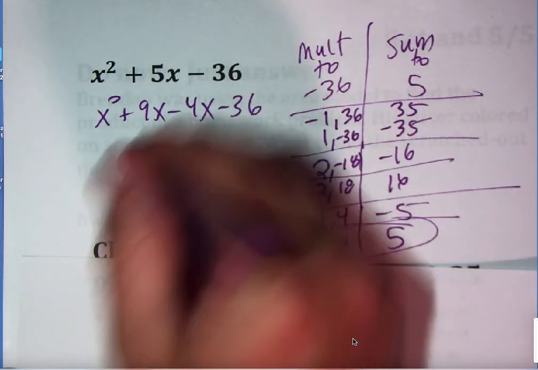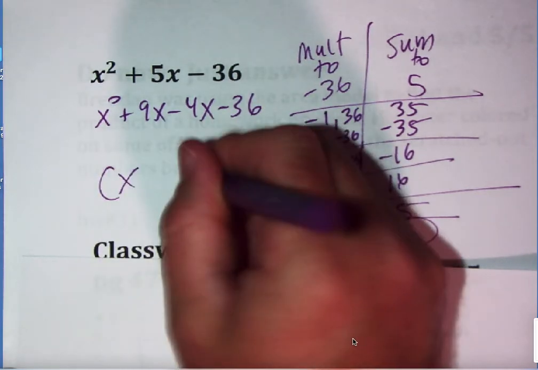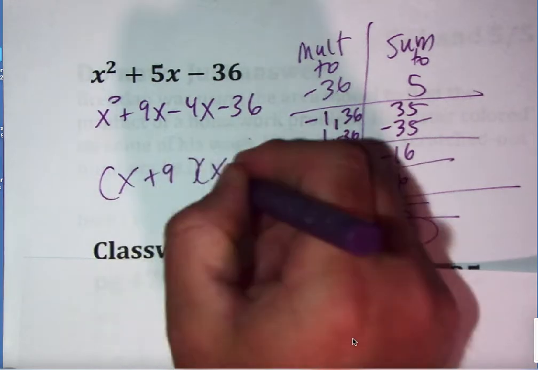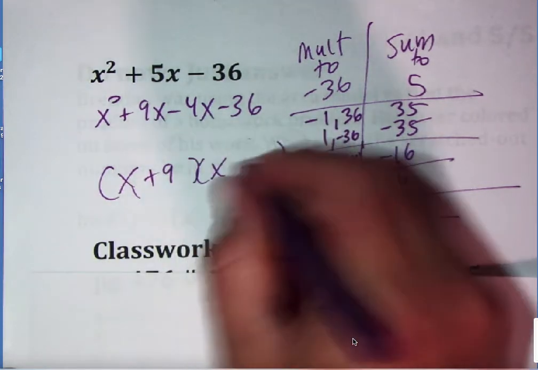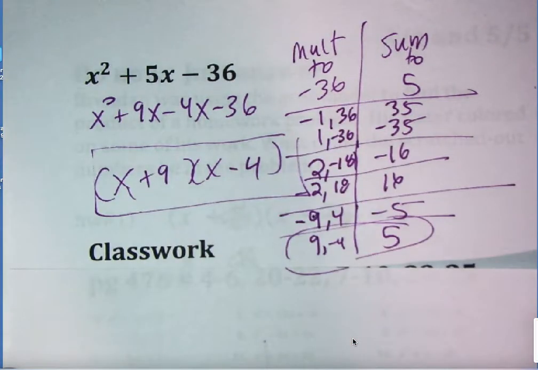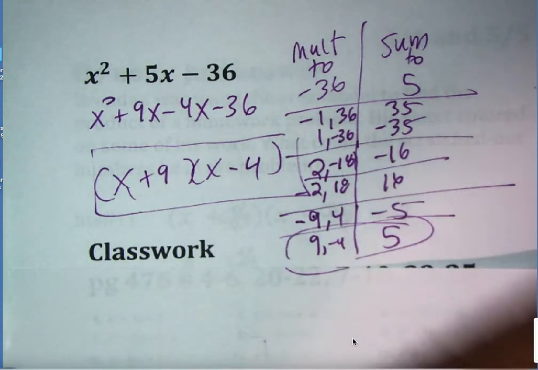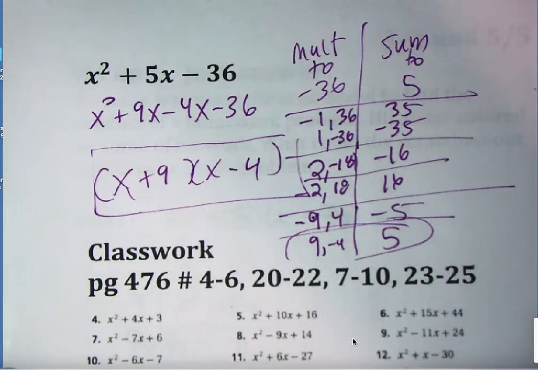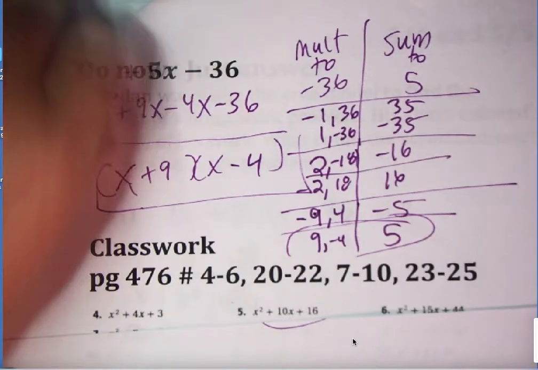And now we could use grouping, but I want you to use the shortcut. To get the x squared, we need a positive 9. We need x and x. And to get these other three, we need positive 9 and a negative 4. Cool. So we're going to continue to practice this. Trinomials are really important. But your classwork is probably here. There's homework posted. I'll talk to everybody later.